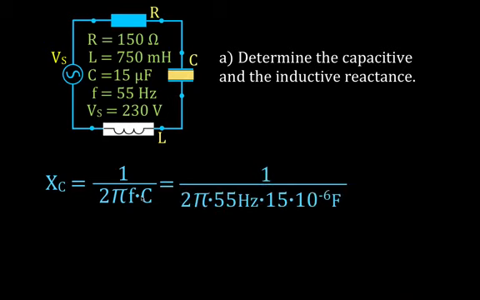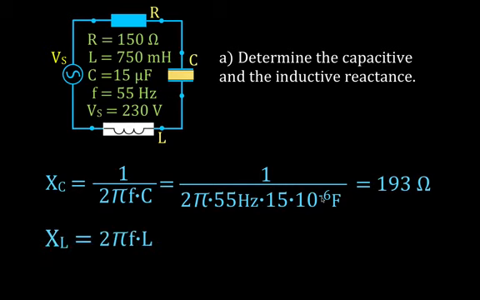We plug our values in: 2 pi, 55 hertz frequency. You'll notice here I put 15 times 10 to the minus 6 because this is a microfarad capacitor. That's 10 to the minus 6, and therefore we get that the capacitive reactance is 193 ohms.